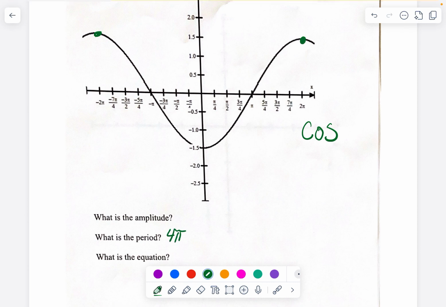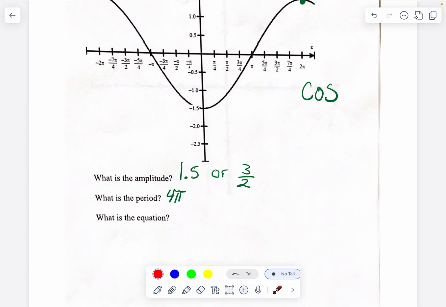And we know that amplitude is simply how low or high our function goes. So our amplitude here would be 1.5 or 3/2. Why I'm doing that is because we're about to get to the equation, and I like to keep it consistent. I don't like to use decimals and fractions in the same question, and this will just give us some options to see if we're going to use fractions or decimals.